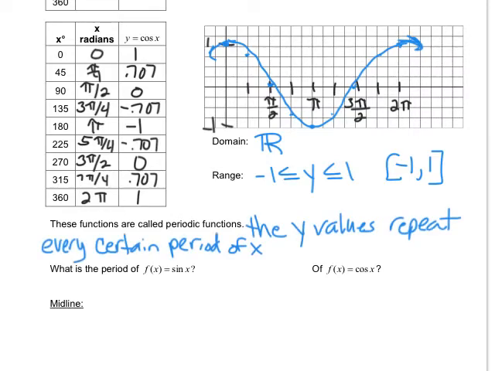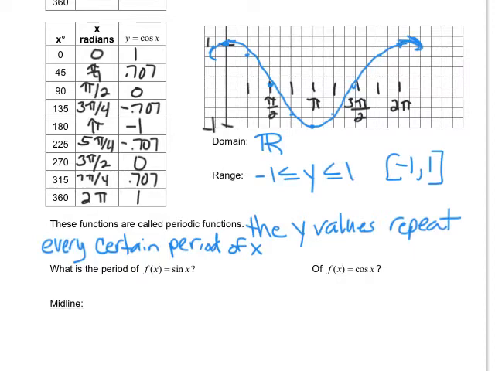Here's a more formal definition for you. Periodic functions are ones where the y values repeat after every certain period of x. So if you look at sine of x and cosine of x, if I follow the cosine function here, I start up at positive 1, and then I decrease it, and I increase again, and I'm back up at positive 1, and the cycle repeats. So the period length is going to be 2 pi.